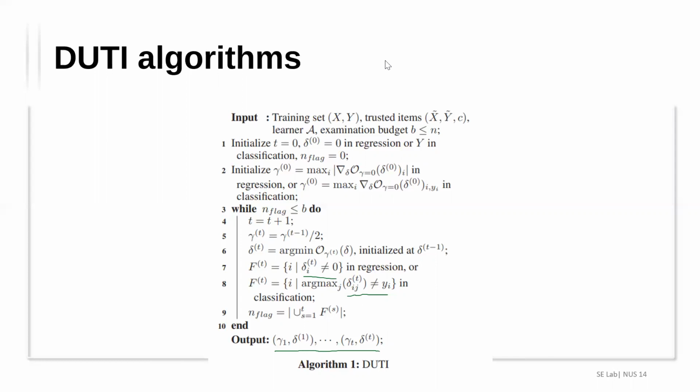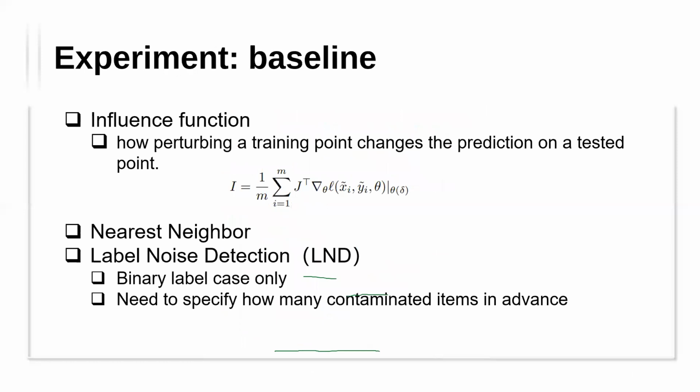So from the experiment part, they have three baselines. The first is called the influence function. The influence function is just the first term of our objective gradient. So they can view this influence function as an approximation of this method, a simplified version of it.